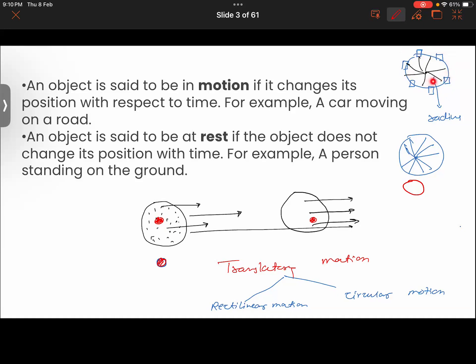Yes, sir. Okay. Also, the motion of the different planets around the sun, Earth around the sun, you, me, and everything on Earth, along with the Earth, is moving around the sun and doing a circular motion. So these two are said to be types of translatory motion, where an object along with different parts of the object are moving. Hope it is clear.